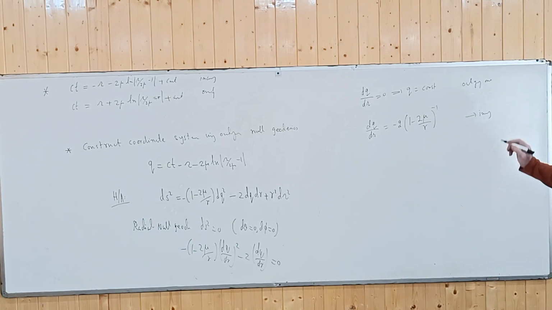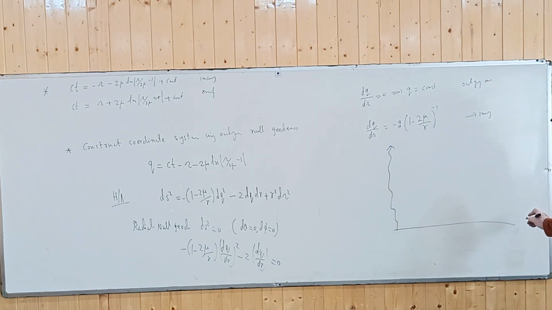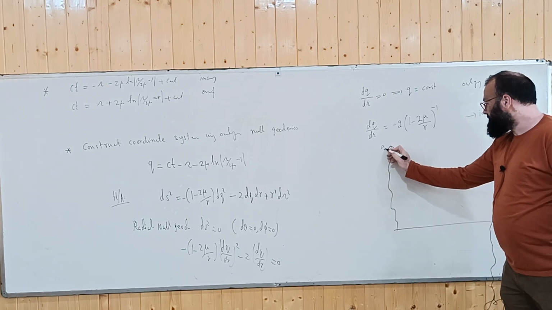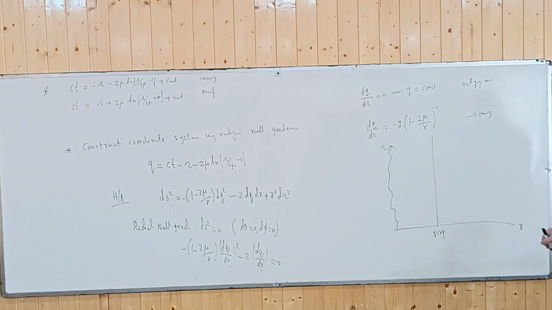So what is outgoing? Now let's draw this kind of object again in this very diagram. So this is our r and this is our q, and this is, let's say, r equal to 2 mu. So let's look in this very region, r greater than 2 mu, r greater than rs. So what is our q? It's an outgoing line. So let's look at infinity first. It's a constant. This is outgoing constant line. Clear? So what about incoming?